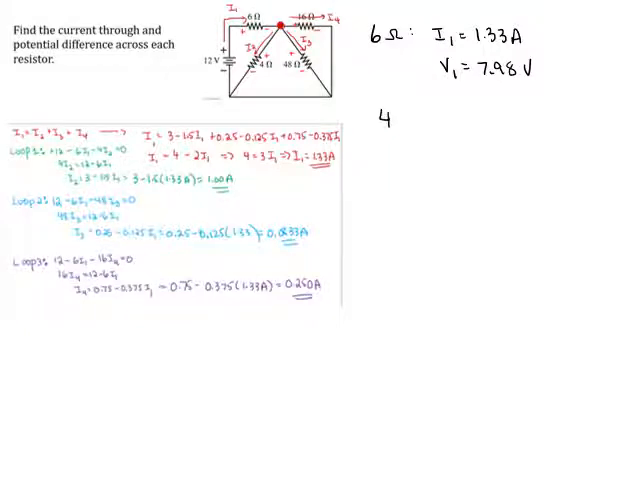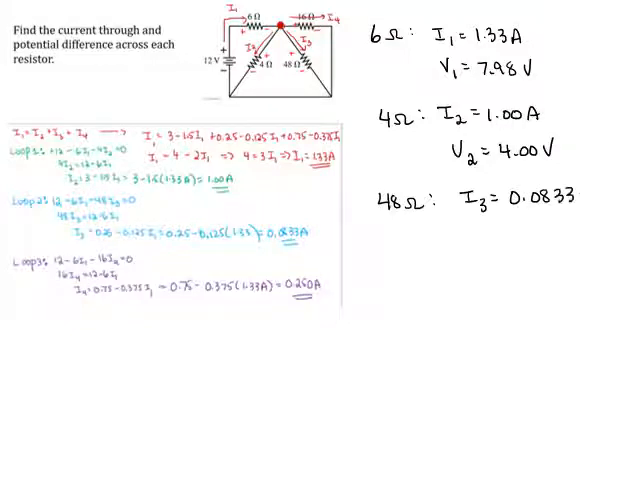With problems like this, if you round off in your steps, you're going to get a little bit of rounding error. In our 4 ohm resistor, that's current I2. I2 is equal to 1 amp. V2 is the current times the resistance, which gives us 4 volts. For our 48 ohm resistor, I3 is equal to 0.0833 amps. Our potential V3 is the current times the resistance, 3.999, or 4 volts.